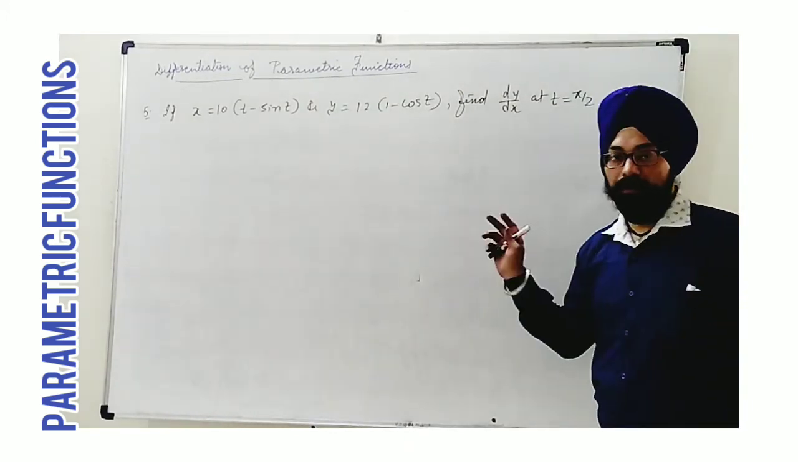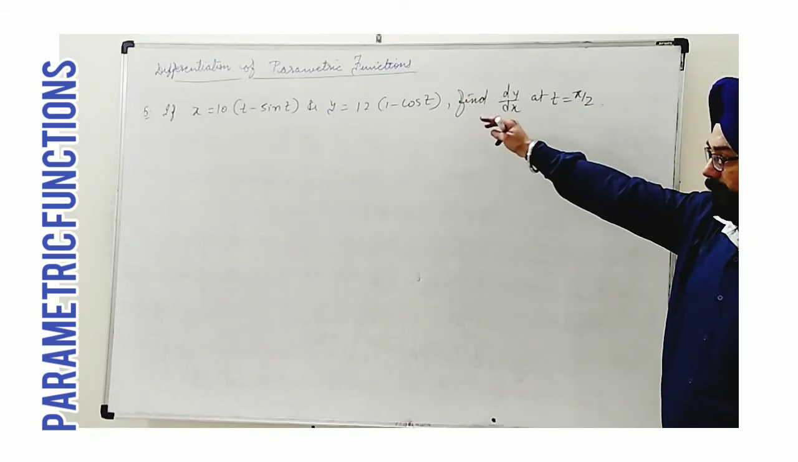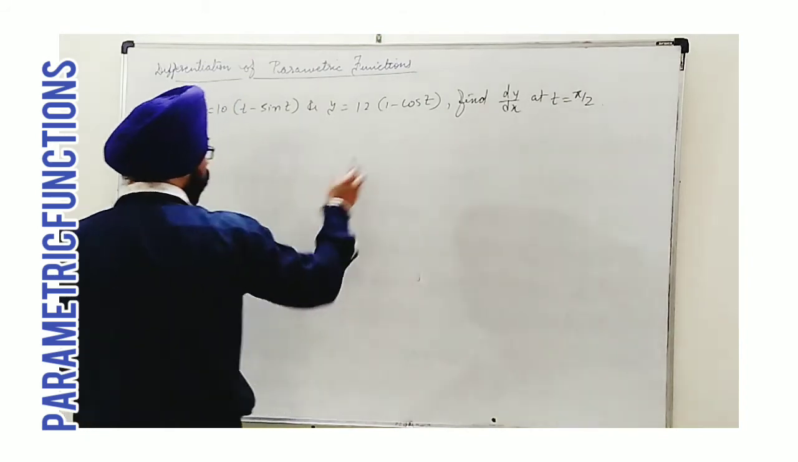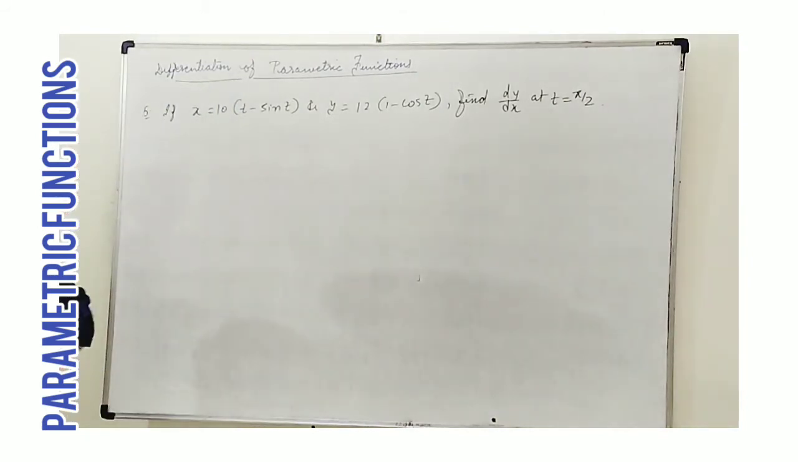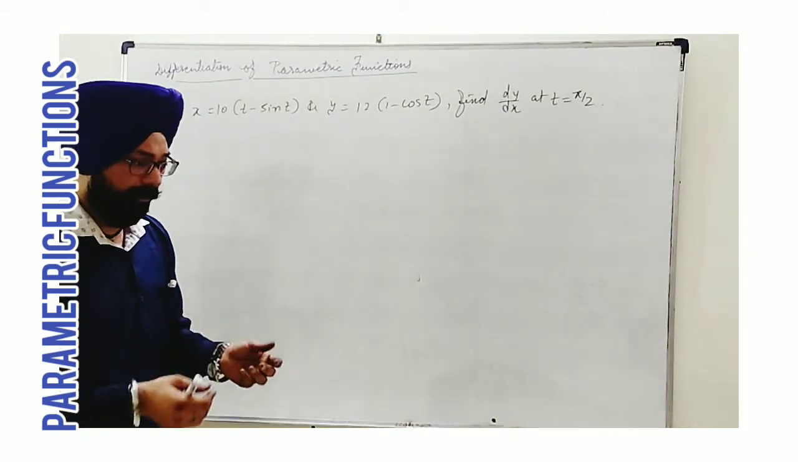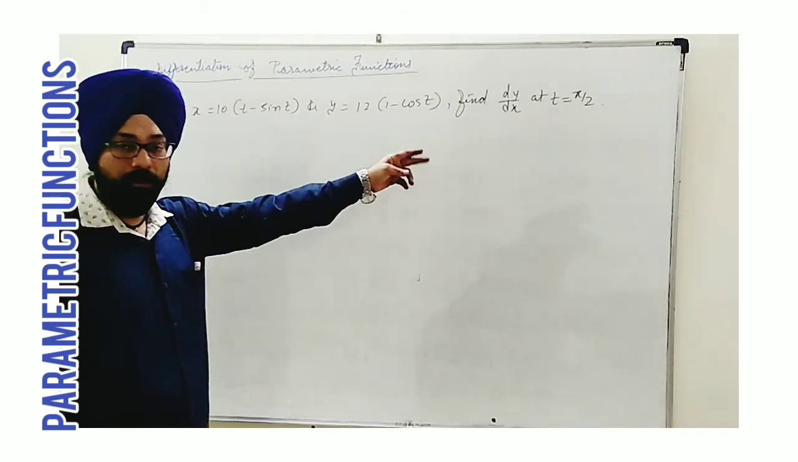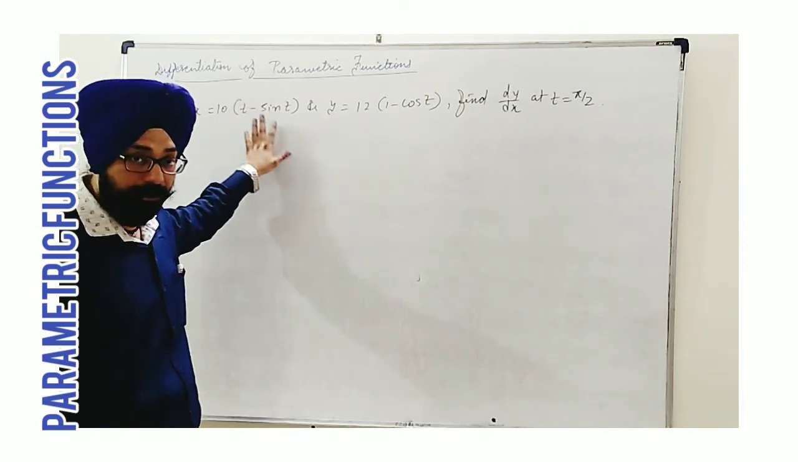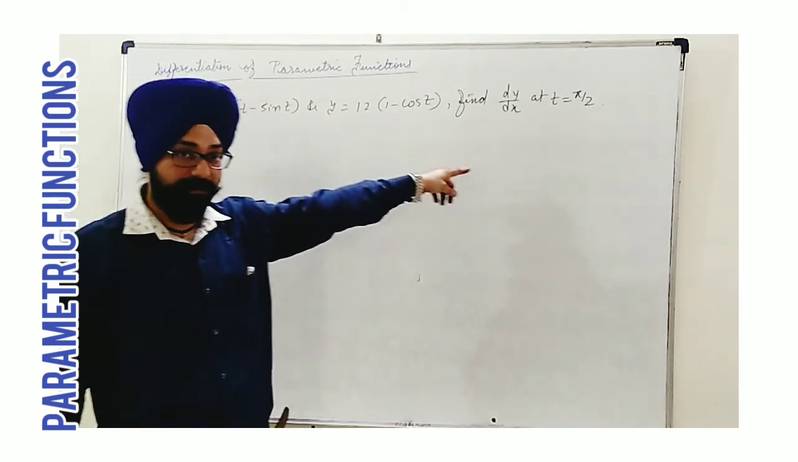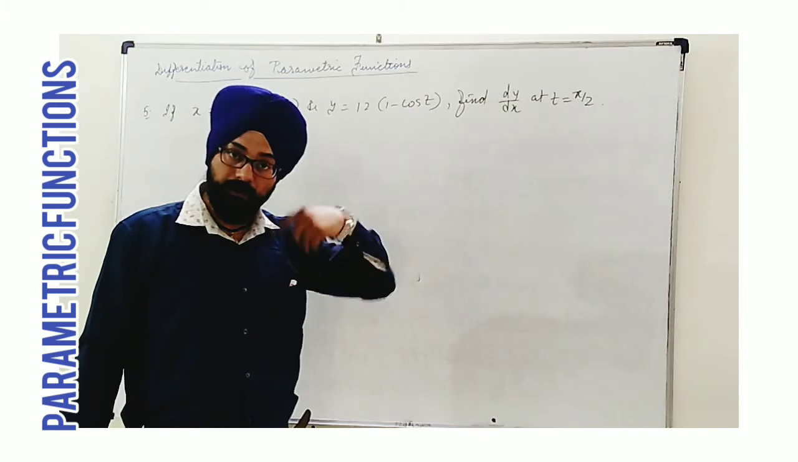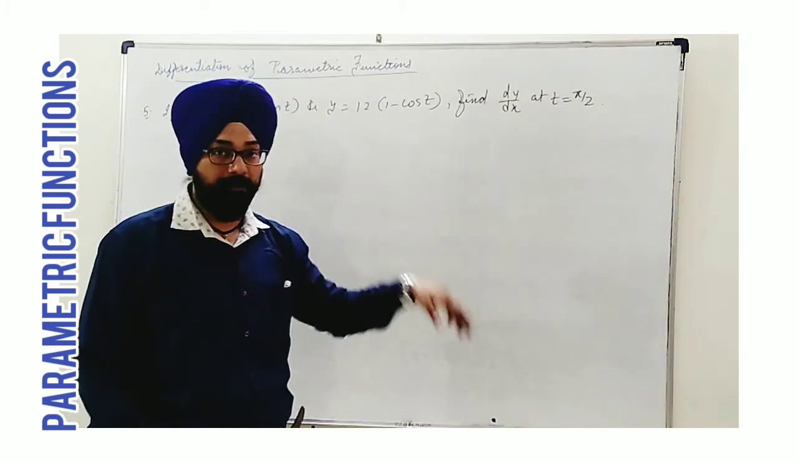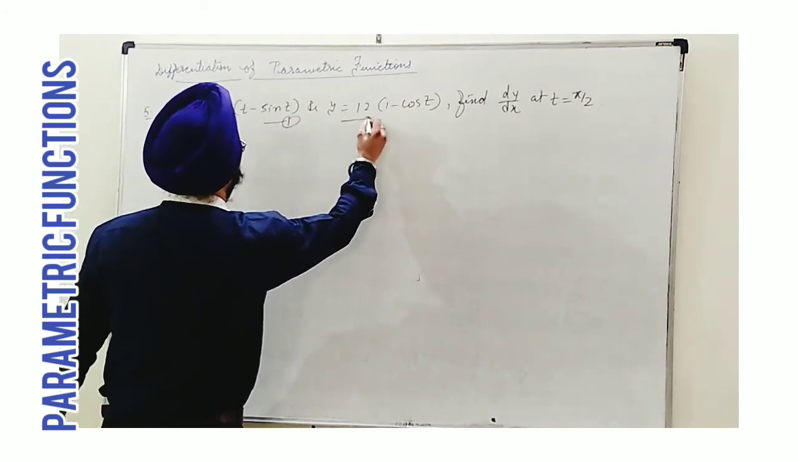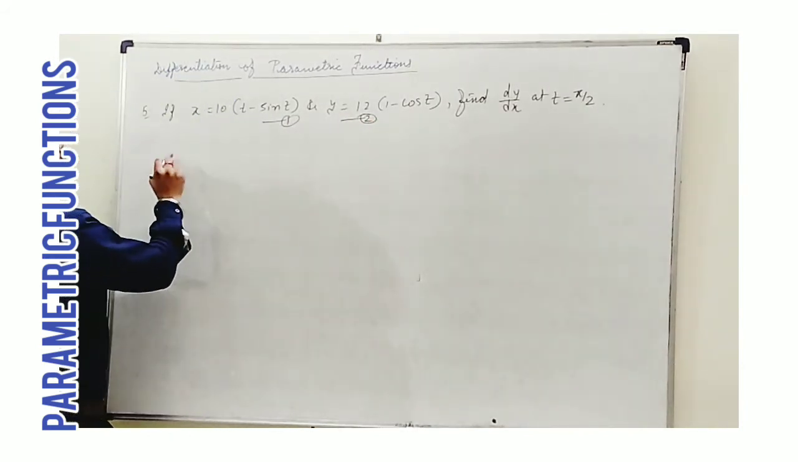Here we are given a parametric function, t as the parameter, but we need dy by dx for a constant value, t equal to pi by 2. So what is the mistake committed by students? This t equal to pi by 2 is never substituted in the equations before differentiation. First you do the differentiation, and only then you replace t by pi by 2. Otherwise the method will remain common.